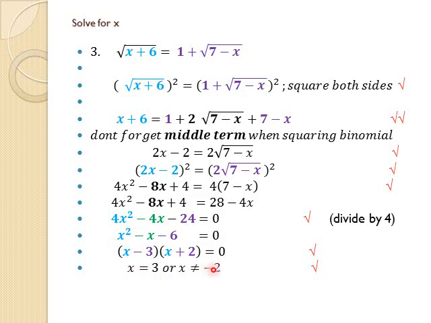equals negative 2. But if we test now, if I put 3 in there, 3 plus 6 gives me 9. Square root of 9 is 3. 7 minus 3 would give me 4. Square root of 4, 2, plus 1 gives me 3. So I have 3 equals 3.